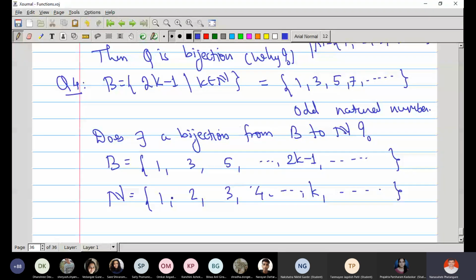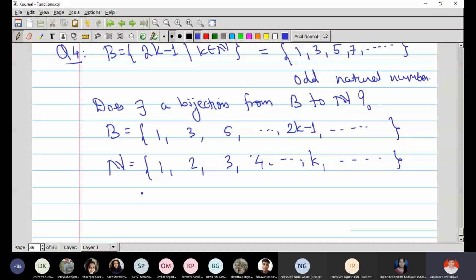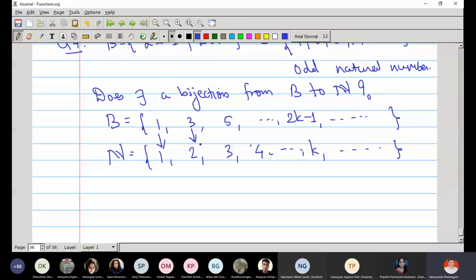Can you define a map? Can you relate elements? Suppose naturally I try to map 1 with 1, 2 with 3, 3 with 2, 5 with 3, then 7 with 4, and 2k minus 1 with k. Is it possible?